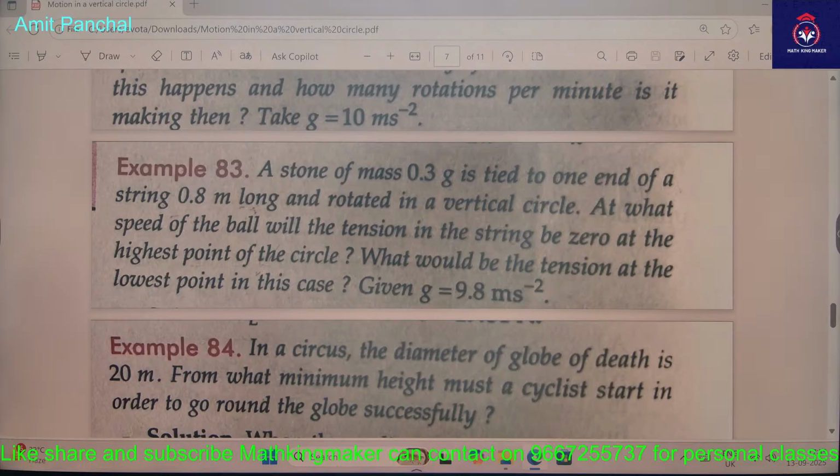Yes, sir. The answer is root 7.84, and that is 2.8 meter per second. They're the same, right? Yes. Okay. Tension at the lowest point.